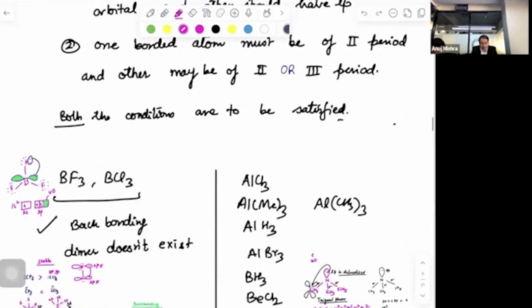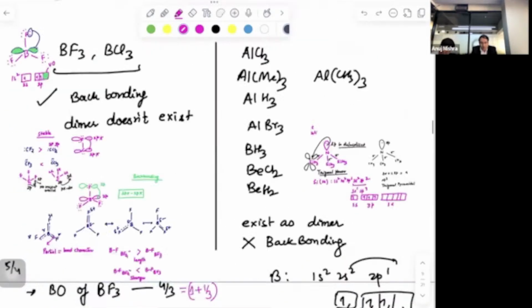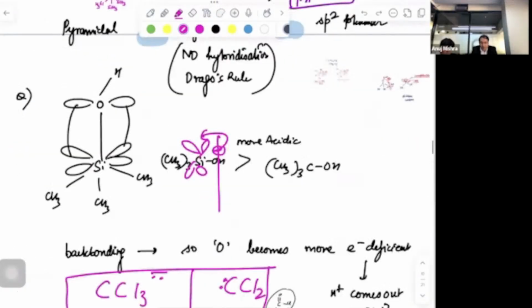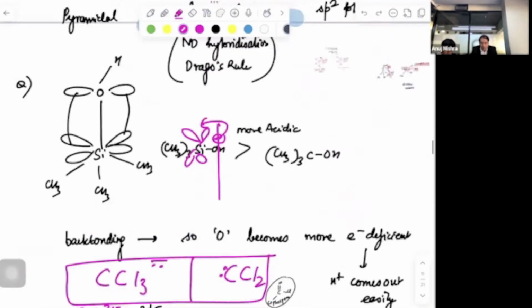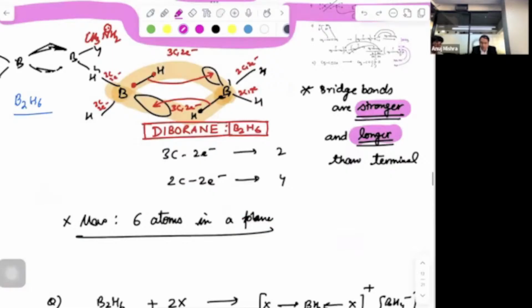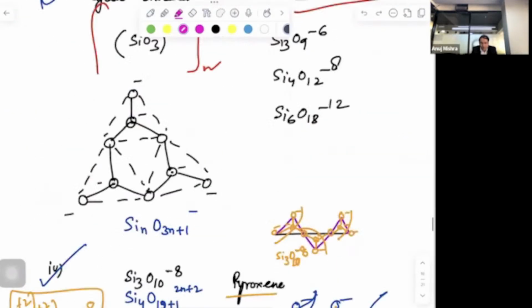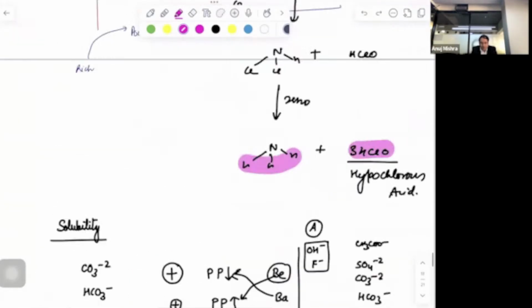Time bonding is done. ये कर चुके हो. Please check your notes. ये सारा हो चुका है ना? Back bonding. Okay. Bridge bonding भी हो चुका है आपके यहाँ. क्या बात है. तो सारी खत्म कर दिया आपने. Silicates अभी कराऊंगा नहीं. मैं बाद में कराऊंगा.